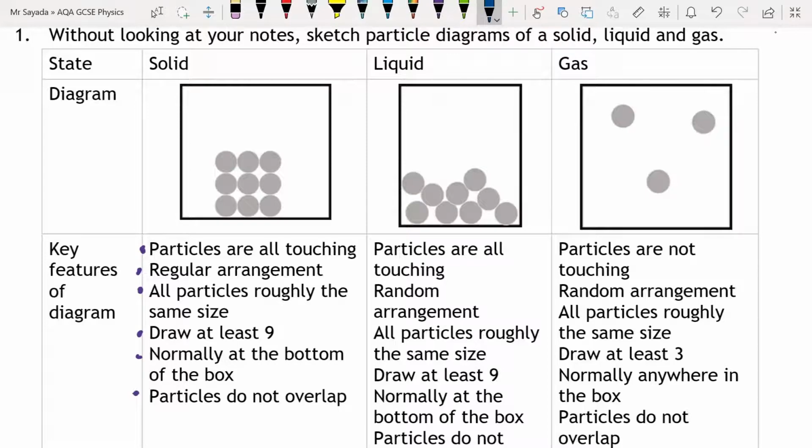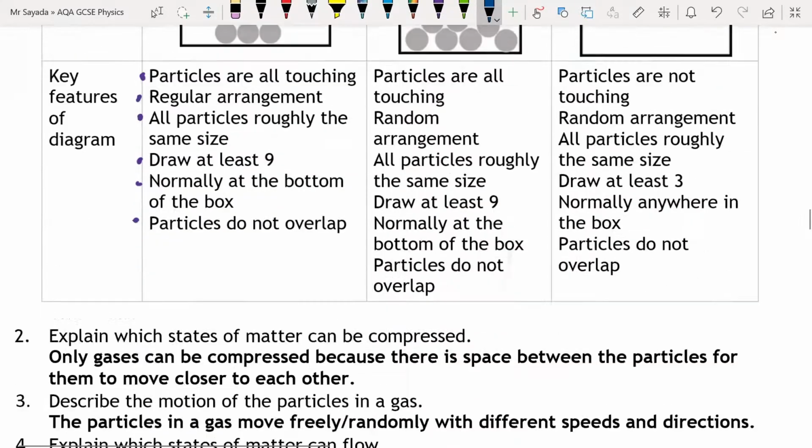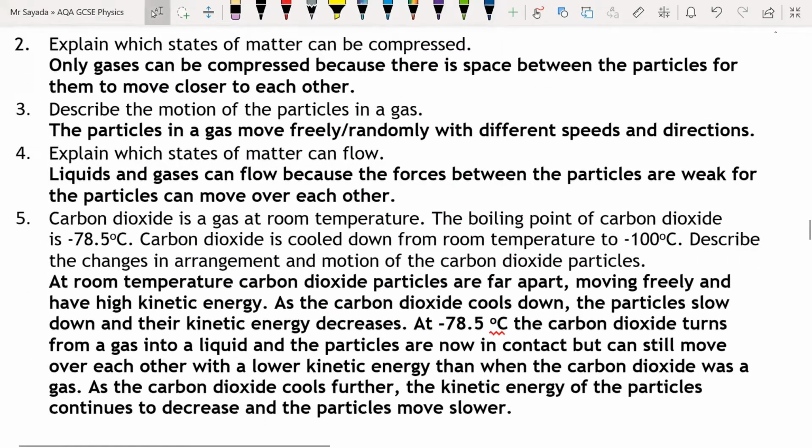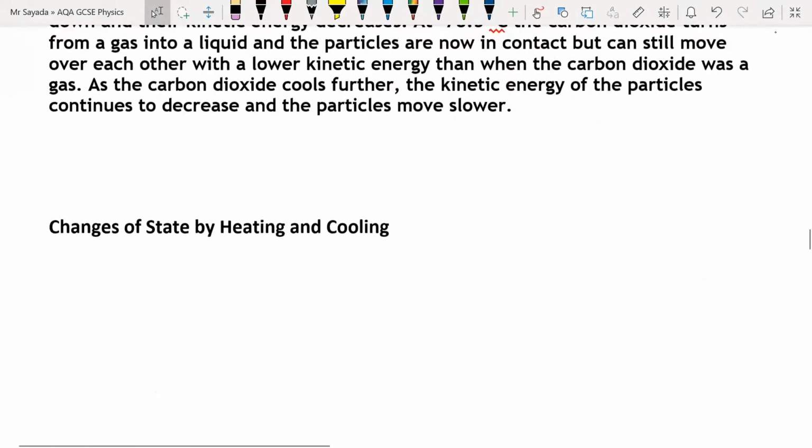You should have now fully marked and corrected your diagrams. Please pause the video to mark the rest of those questions, press play once you've done that. So you should have now marked the rest of those questions, so we can now move on to changes of state.